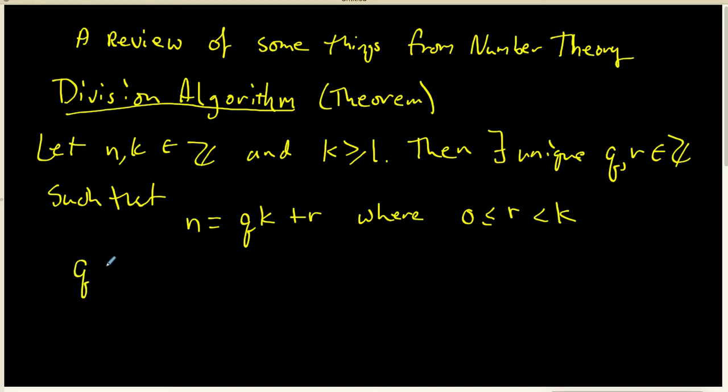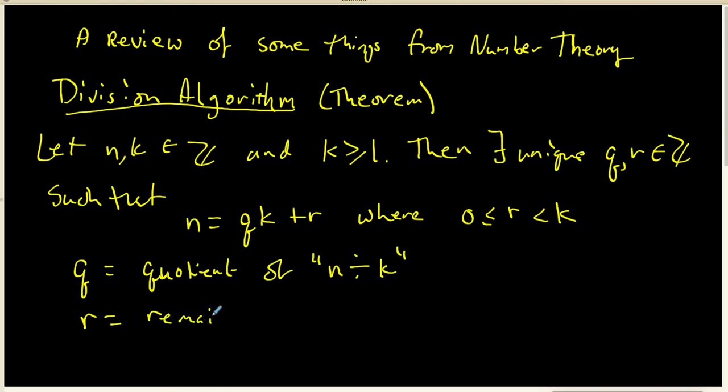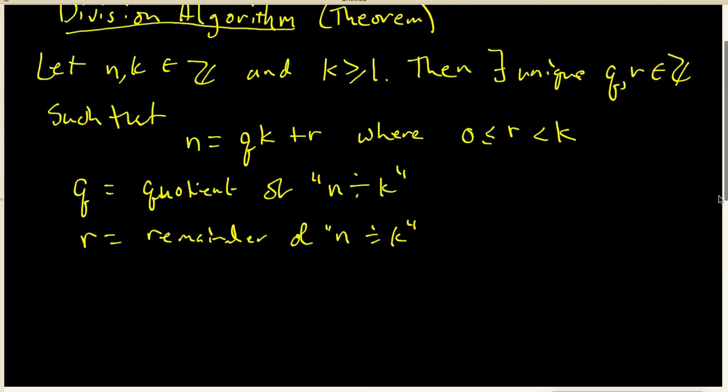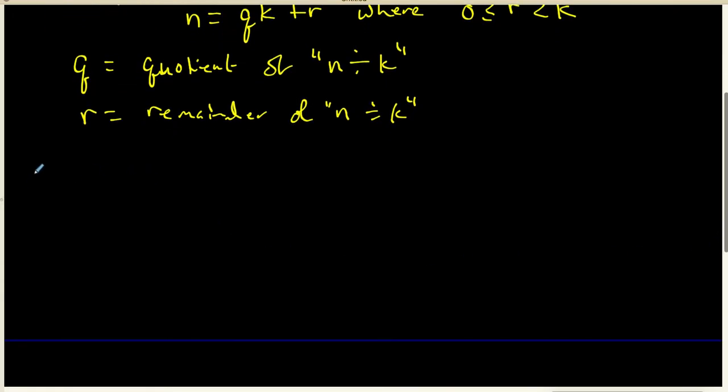The q is called the quotient of n divided by k. The r is called the remainder of n divided by k. There's some other important vocabulary associated with the division algorithm that pops up over and over in advanced math classes.